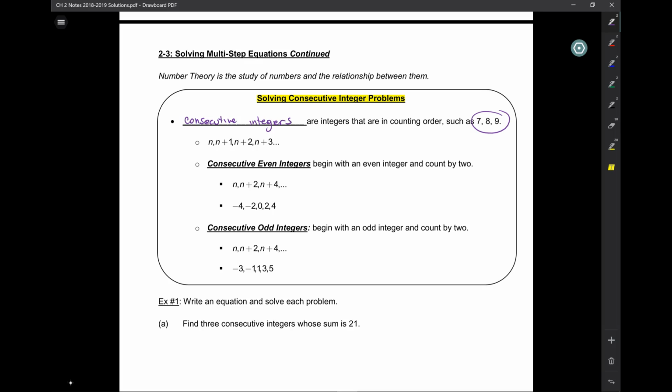You start with 7, and the next one is 8, and the next one is 9, right? So if you were to start at 3, what would be some consecutive integers after 3? Yeah, 4, and then 5, and so on, right? Okay, so basically consecutive, you have to count one after the other. It's numbers that come one right after another. So consecutive means one right after another.